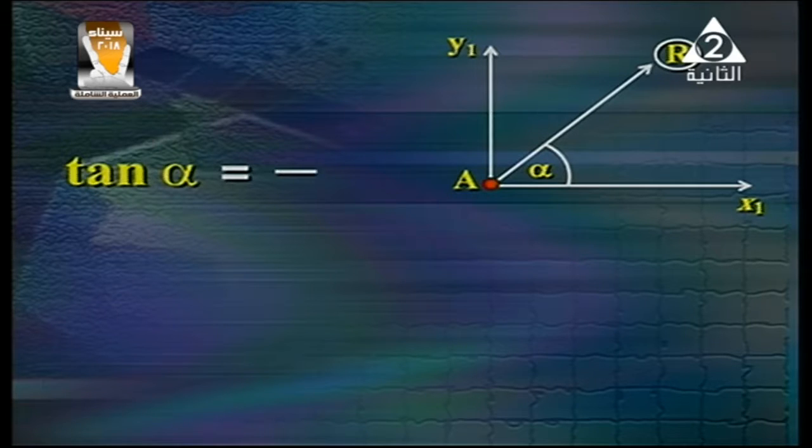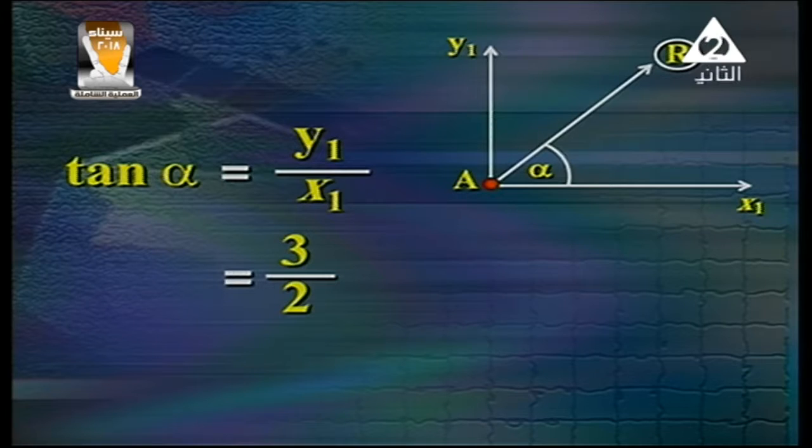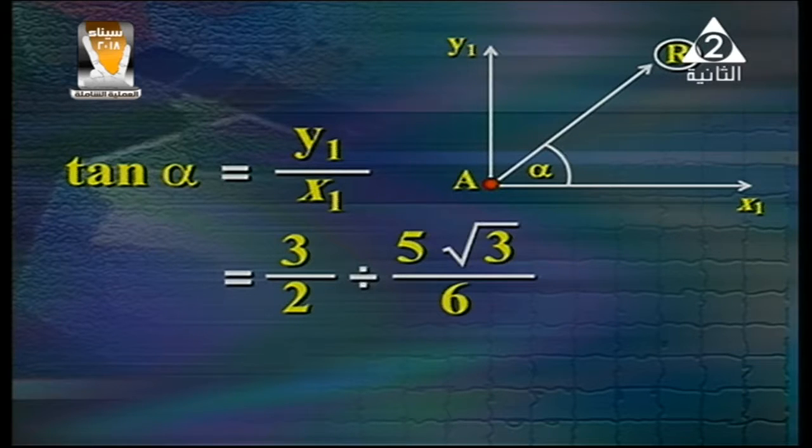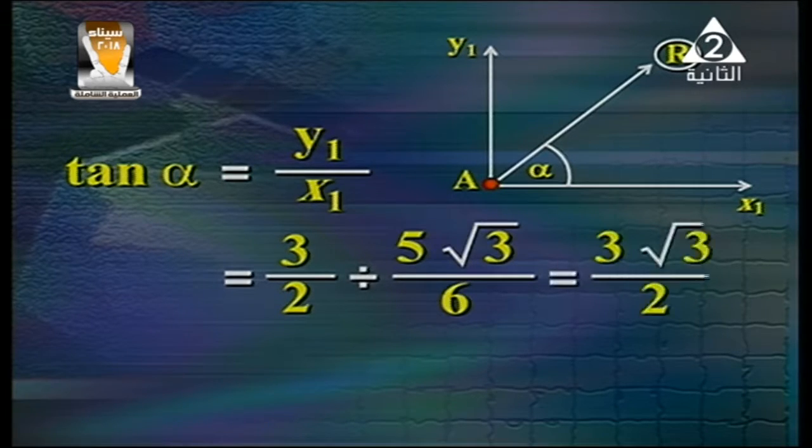Tan alpha equals y over x. What is the value of y? What is the value of x? It equals 3 over 2 divided by 5 root 3 over 6. The answer is 3 root 3 over 2.